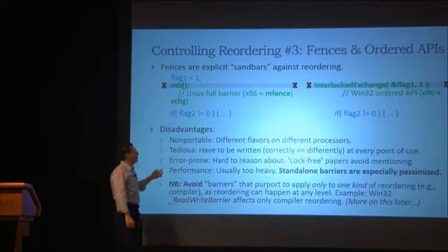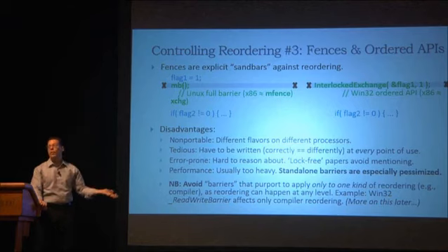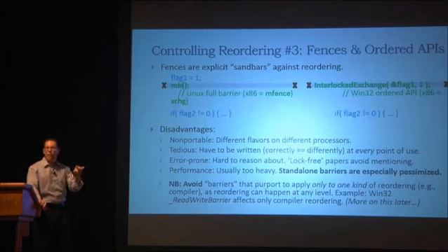The disadvantages of fences and writing these special instructions is they're different on every different processor, and also in the interlocked exchange API case, they're different on every operating system. They're tedious. You have to know what each of them are and write the right one in the right place every time you use the shared variable.